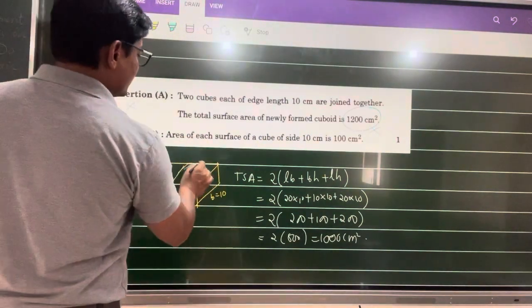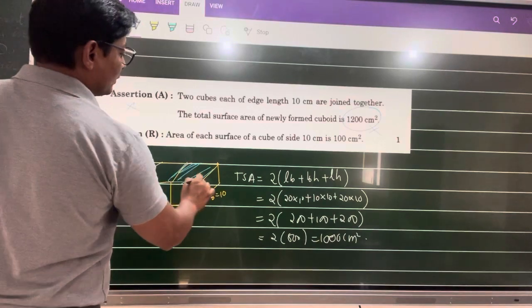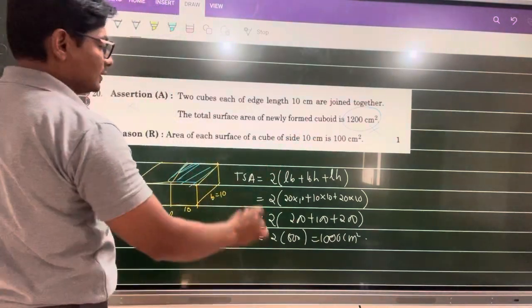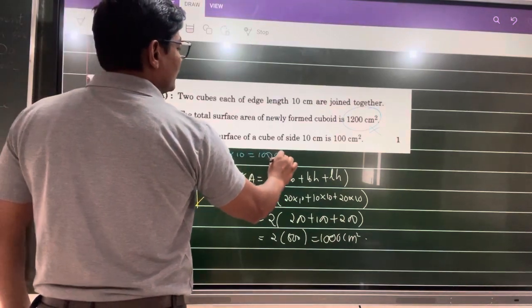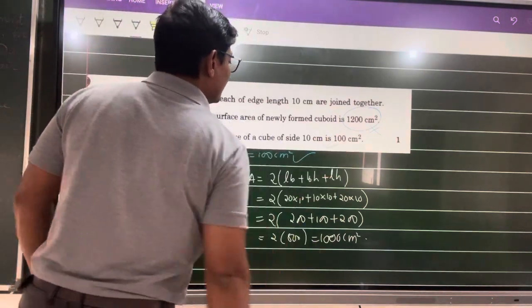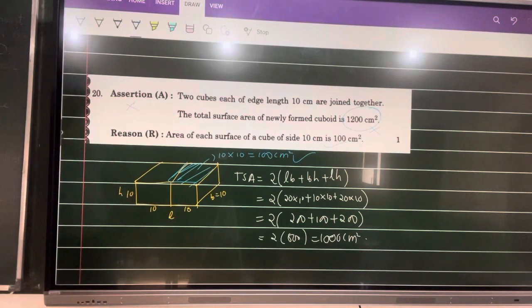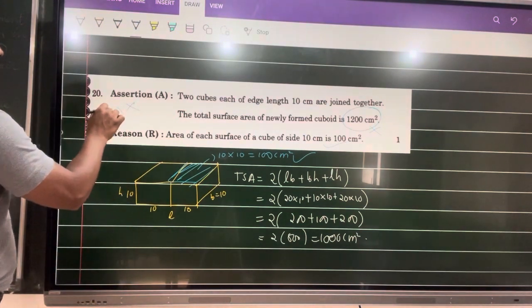Here you can also check that each surface of the 10 by 10 cube is 100 centimeter square, because it is 10 into 10, which is correct. So therefore the reason is correct. I think that would be your option number D.